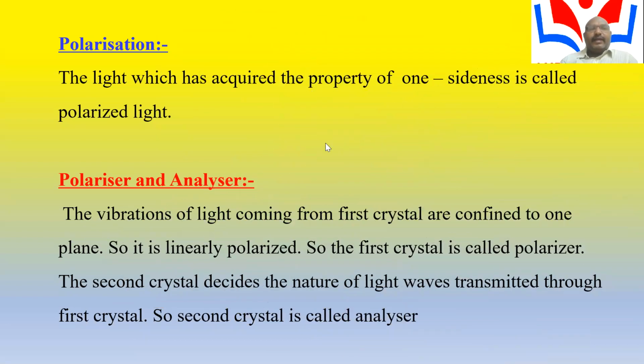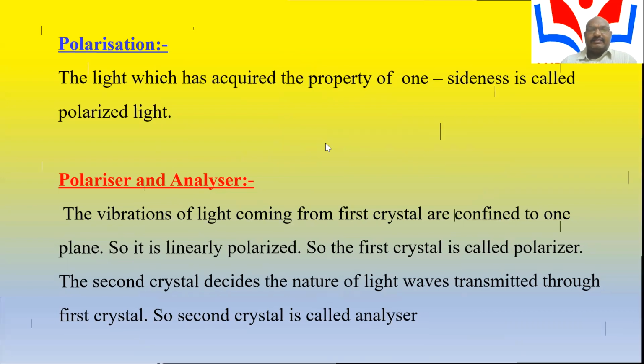Polarization. The light which has acquired the property of one-sidedness is called polarized light. So what is the polarizer? What is the analyzer? The vibrations of light coming from the first crystal are confined to one plane, so it is linearly polarized. So the first crystal is called the polarizer. The second crystal decides the nature of the light waves transmitted by the first crystal. So the second crystal is called the analyzer.